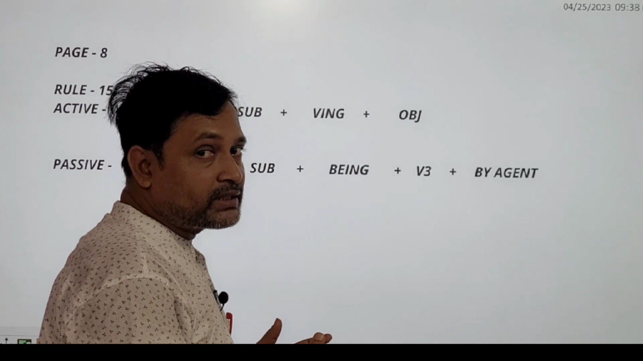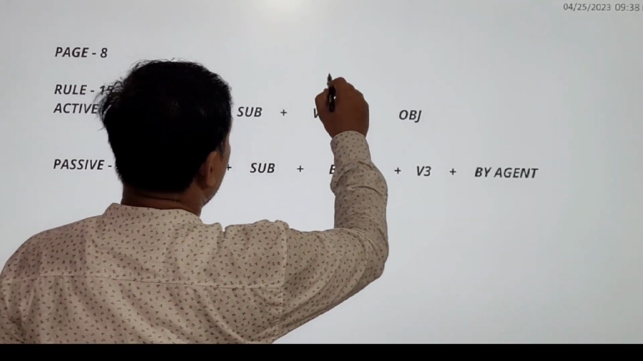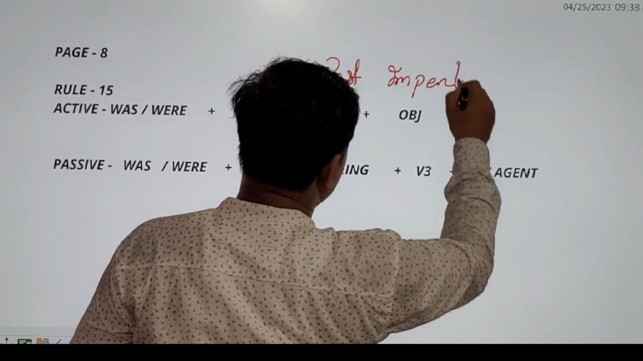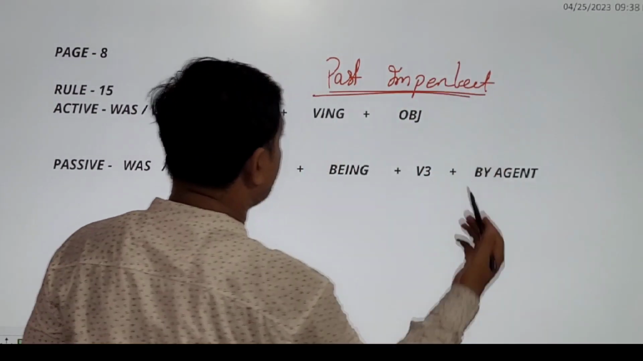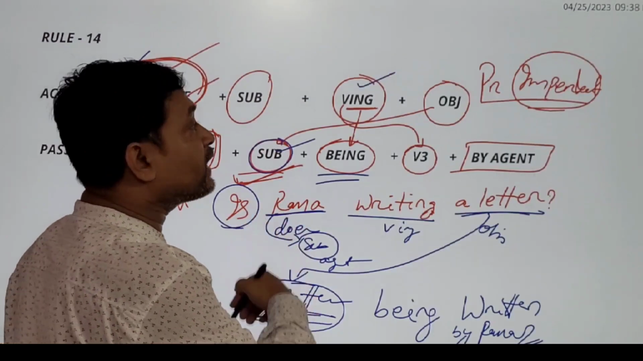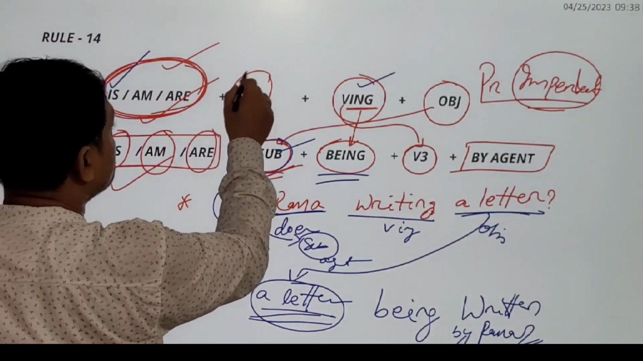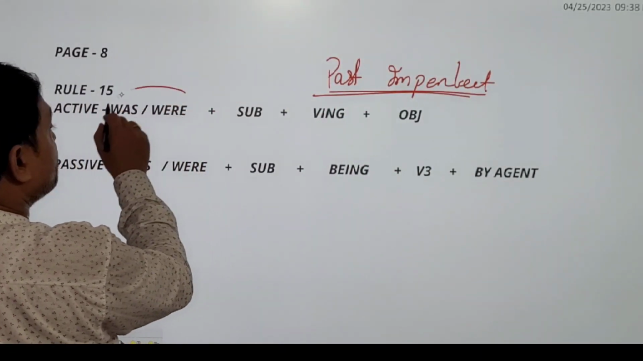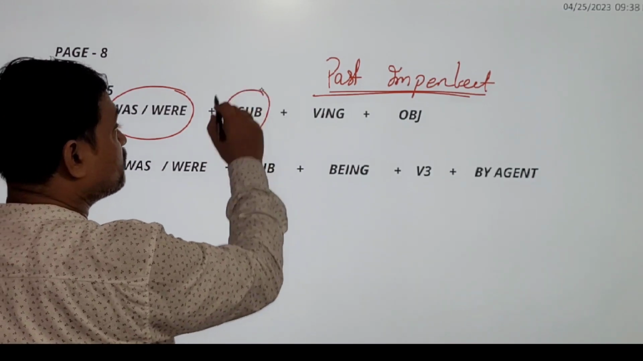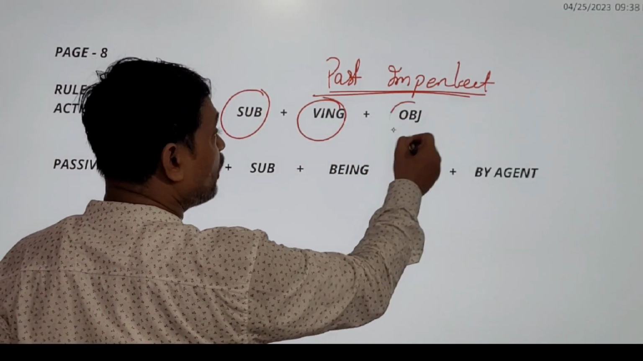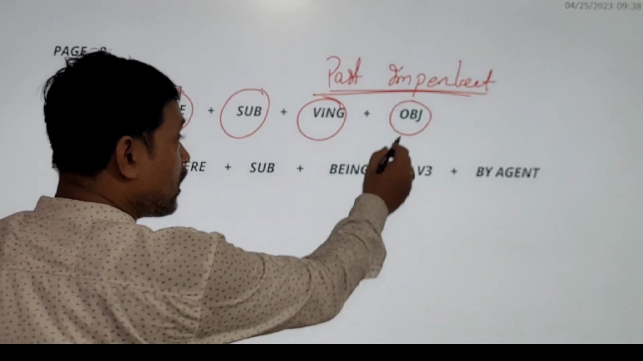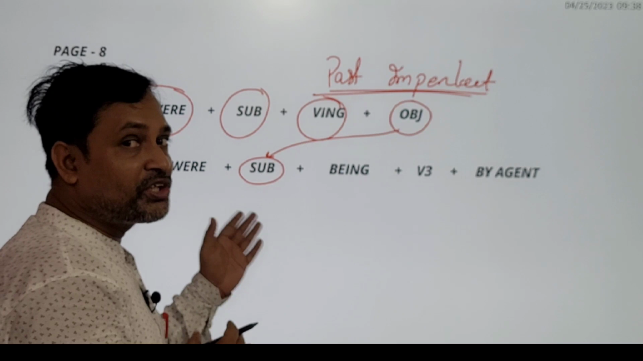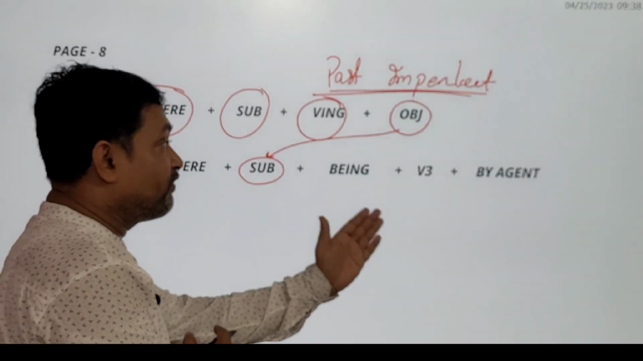Rule number 15 tells us the interrogative form of past imperfect. Past imperfect रो interrogative form टा कहूची. एठी कौन देखिलो? Present imperfect: is, am, are, subject, verb ing. But here past imperfect: was or were, subject, verb ing. Then object. As per rule, object will take the subject position. Object टा subject position नेबो कोड़े in passive format.